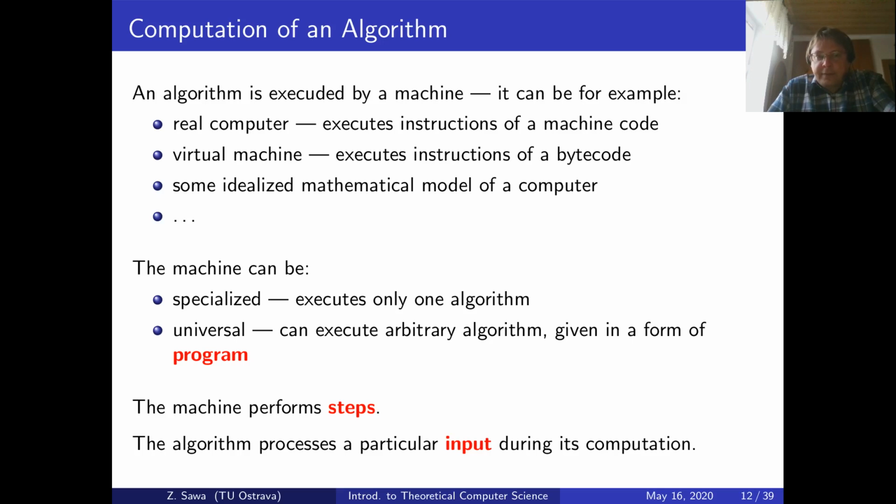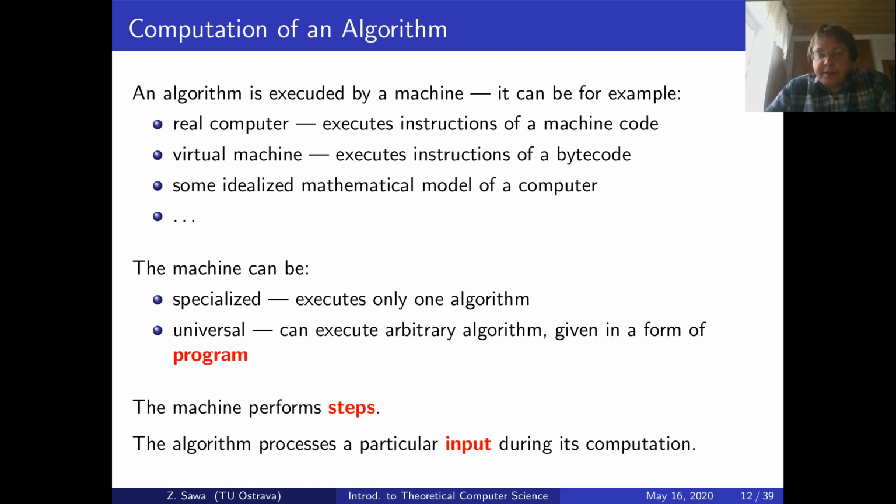And when we consider those machines that will perform algorithms, we can imagine that the given machine is some kind of specialized machine that is able to execute only one particular algorithm. This could be typically the case for those idealized mathematical models, when we would just want to analyze one particular algorithm. So we can imagine this machine that performs just one algorithm.